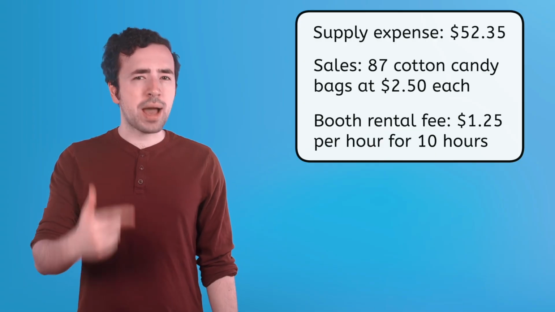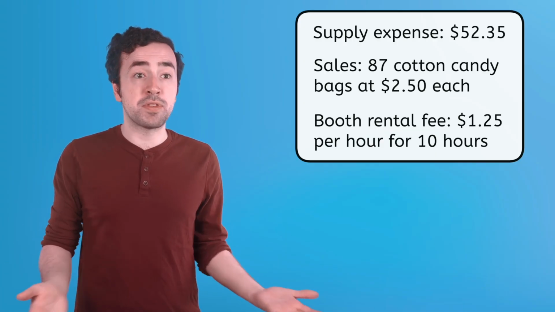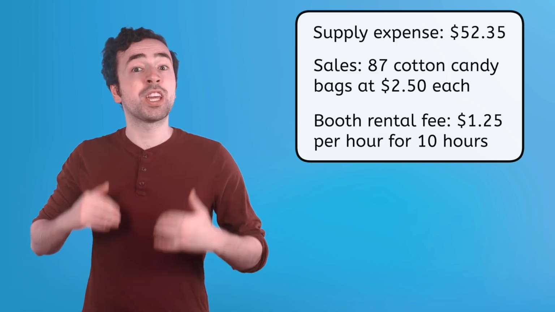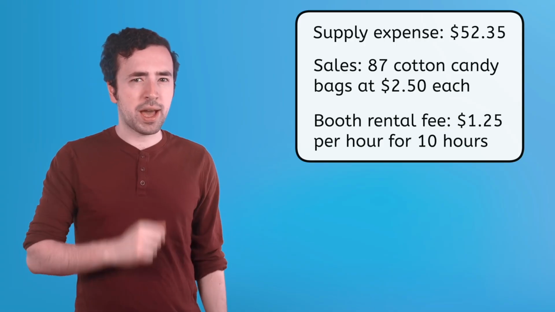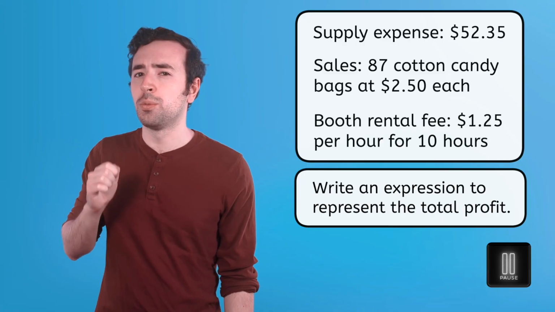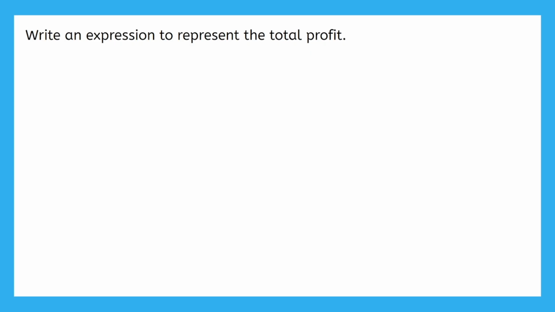If we write a math expression that includes all of our income and expenses, then we can evaluate it to find our total profit. Remember, money earned is positive and money spent is negative. You've got this. Pause the video to write an expression to represent our total profit. Check your work as we go along.